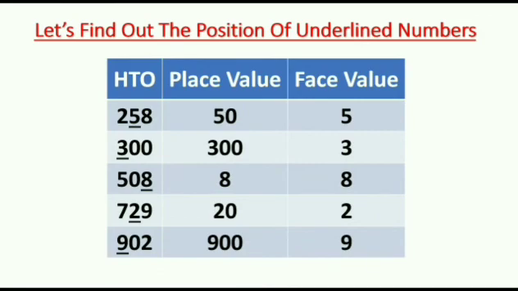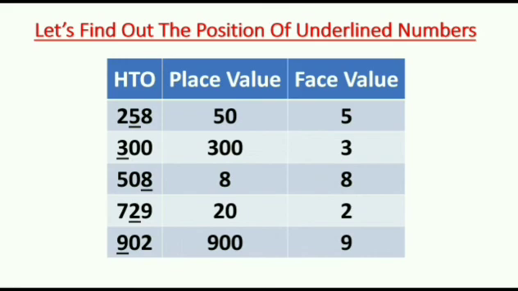Let's find out the position of underlined numbers. So we will solve this on the basis of HTO again. 258, the underlined number is 5. So as we said, 258, so 5 is on the place of 50, so we will write 50 as the place value, meaning it has 5 tens, and face value is 5. Similarly for 300, the place value for 3 is 300 and face value is 3.